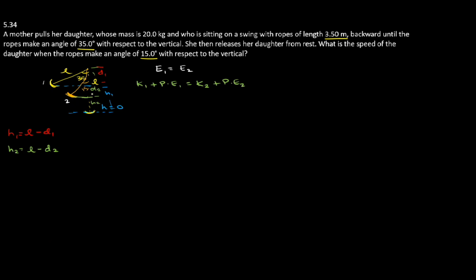Now point 1 is the highest point of motion for the swing. This is the point from where the swing will return. So the velocity of the swing at this point is 0. That means the velocity of the daughter at this point will also be 0. So this point over here has only potential energy as its total energy, and there is no kinetic energy here. So kinetic energy at point 1 will be 0, and I just write here potential energy, PE1.